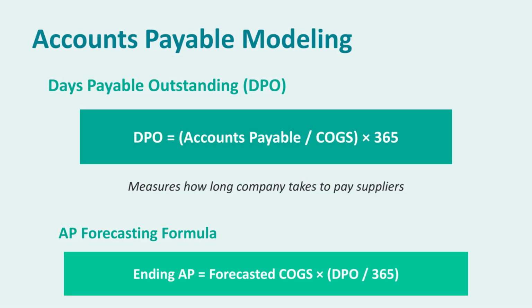Next is accounts payable. Days Payable Outstanding measures how long the company takes to pay its suppliers. Strategic management of DPO can provide a significant source of interest-free financing for the business. Extending these terms is a common way to preserve cash during tight periods.